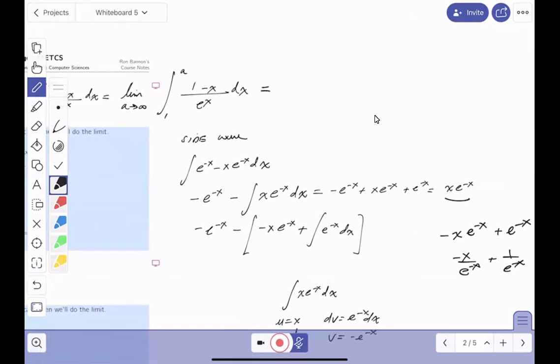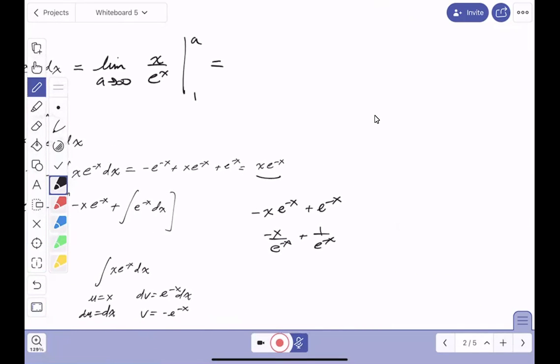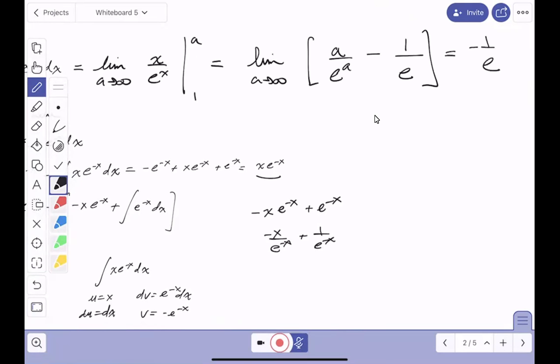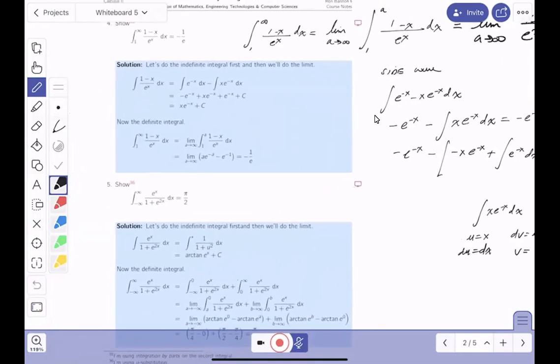A little side work's probably more work than the problem's worth. So, limit as a goes to infinity. Antiderivative is x e to the minus x. I'll just write down this way over here. Limits of integration are 1 to a. Got to keep going forward. Limit as a goes to infinity. You would get a over e to the a minus 1 over e to the 1. And what does that give you? Minus 1 over e. Let's make sure I didn't make any mistakes over here. Oh, no, we did okay.